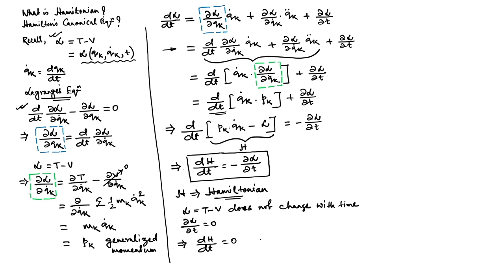And if that is the case, then what will be H? H, that is Hamiltonian, this is constant. So, we get another important relation, that for a system where L does not change with time, our H is constant. We will see the expression of H in a minute, and then we will explain what we mean by H. So, if we write down what is H, we have already derived, that is p_k q_k dot minus L.